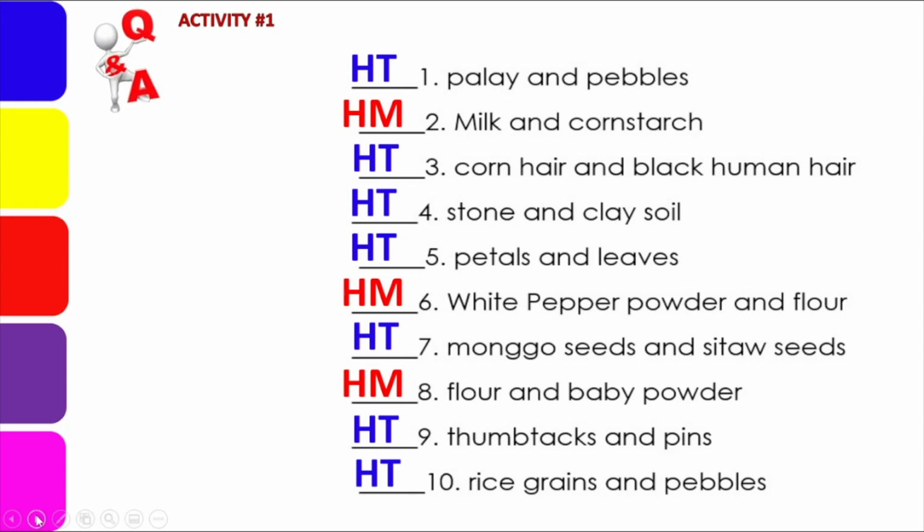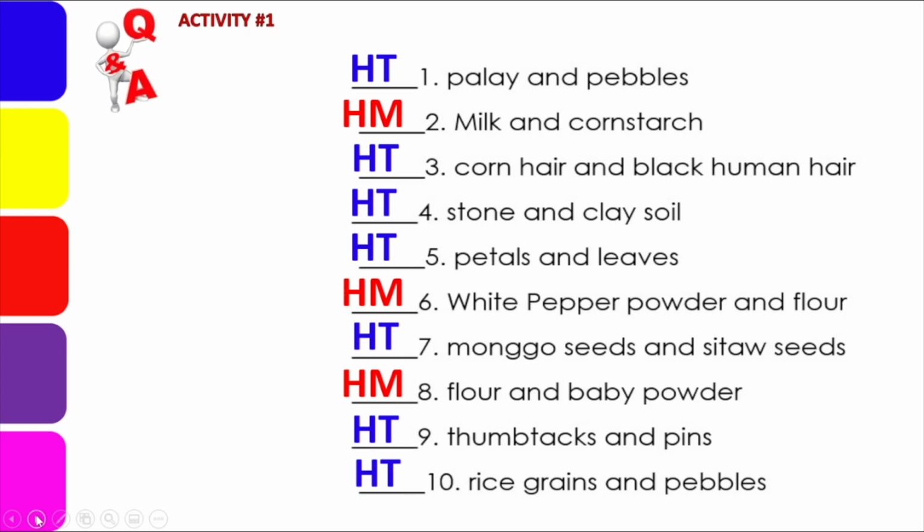Number 1 is HT or heterogeneous mixture kasi madali mong makita yung palay at yung mga bato. Number 2 is milk and cornstarch. Homogeneous mixture siya kasi pag pinaghalo mo ang gatas at yung cornstarch, either kung milk na liquid or milk na powder, pag pinaghalo mo ay nagmumukha na siyang iisa. So homogeneous. Corn hair and black hair ng tao, hetero kasi makikita mo kung nasaan yung buhok ng corn at yung buhok ng tao. Ganon din sa stone and clay sa number 4.